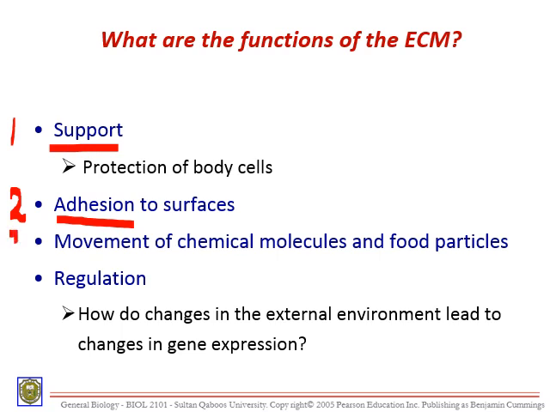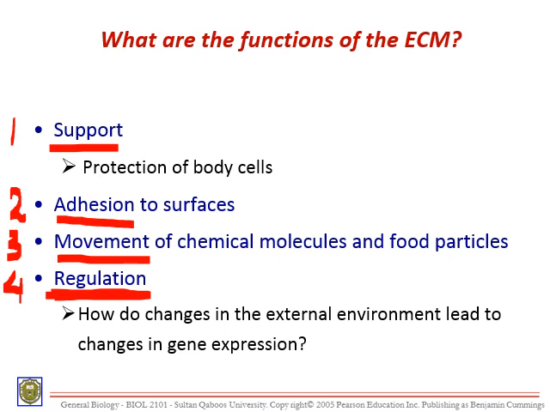Okay, and the third function of the extracellular matrix is movement of chemical molecules and food particles. So it helps in the movement of these particles. Since it's present on the outside, that's what we expect. Finally, one of the most important functions of ECM is regulation. It regulates the changes in the gene expression.